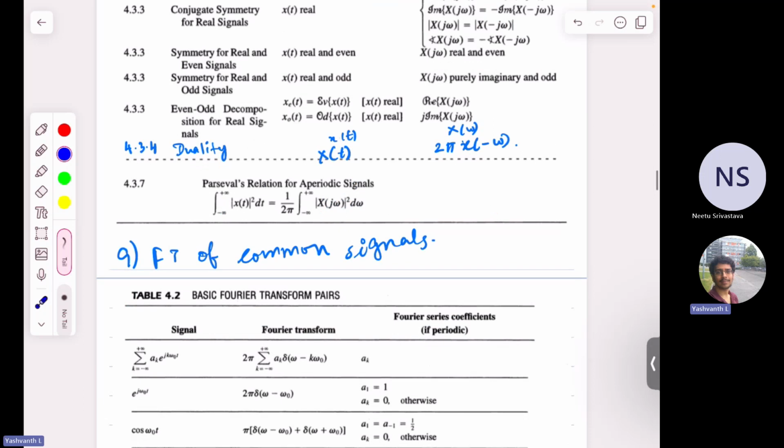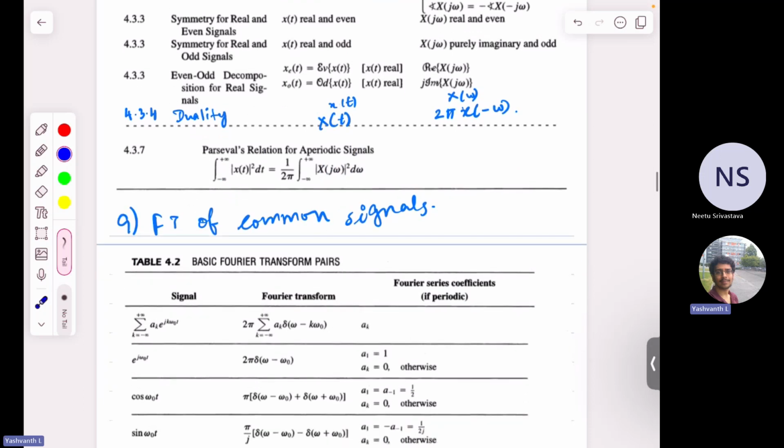Now, one more property which is missed out in this box, but which was discussed by the professor, is the duality property. Let's say small x of t is a signal or function whose Fourier transform is capital X of omega. If I construct capital X of t, the same function in the time domain, then the corresponding Fourier transform will be small x of minus omega. That is, the same function in frequency, but a flipped version: instead of omega, it is minus omega. So this is called the duality property of the Fourier transform.